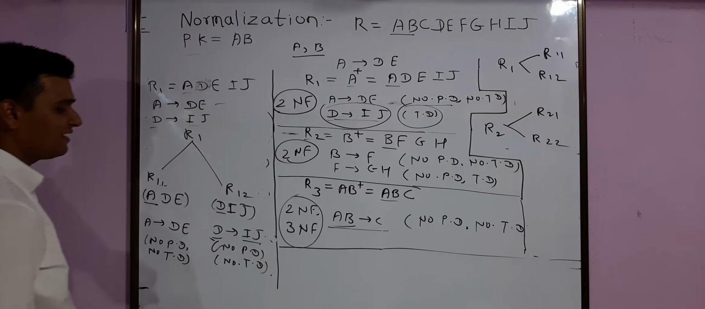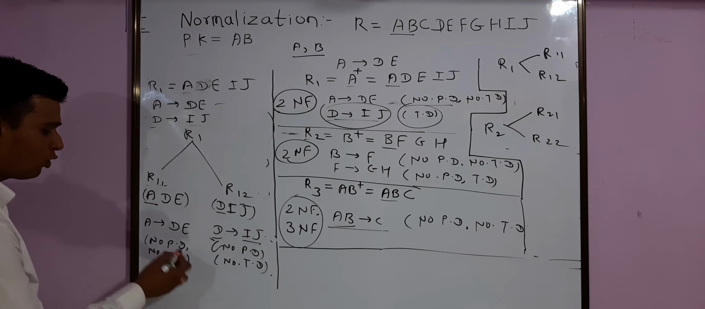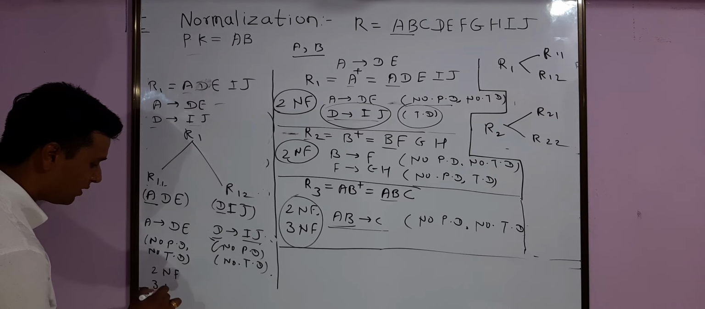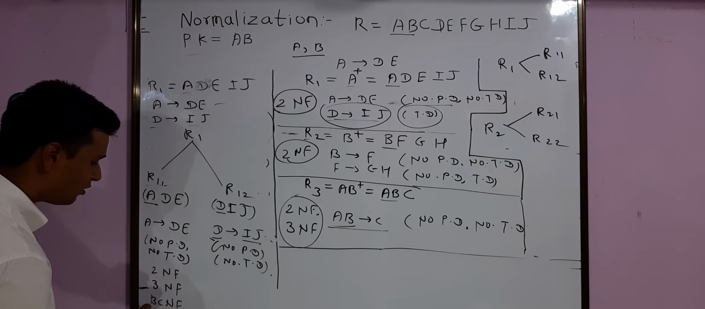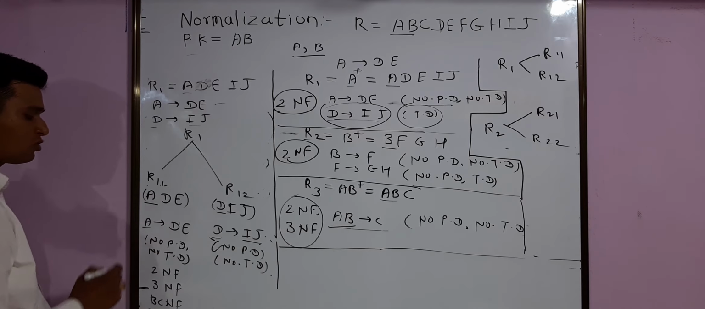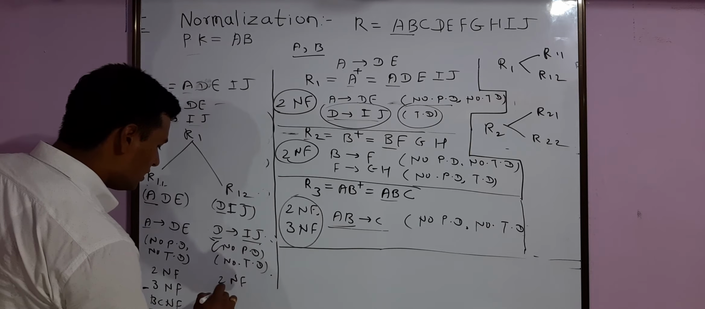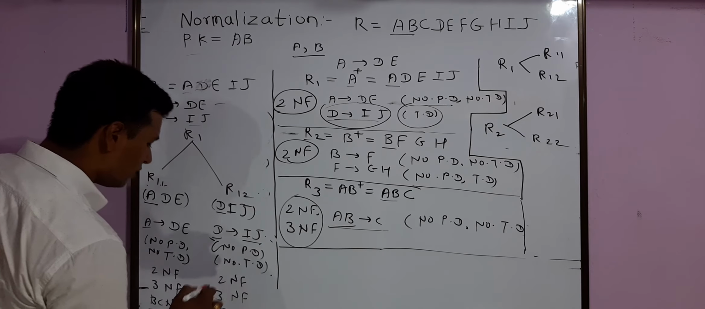So you can say that these R11 and R12 relations have no PD and no TD, which means it is in 2NF as well as in 3NF. Also it comes in BCNF because the determinant is a super key or candidate key. Again, it is in 2NF, it is in 3NF, it is in BCNF. Okay, this is third normal form.